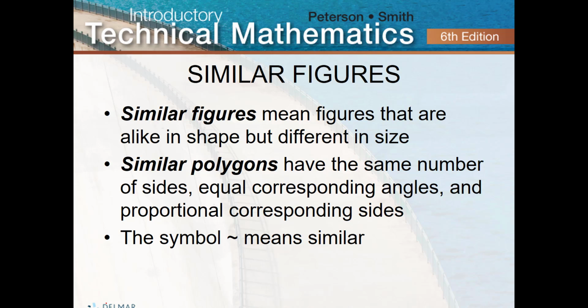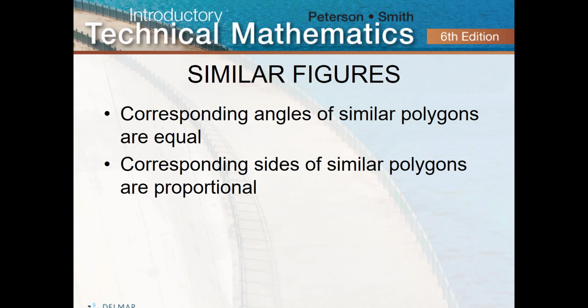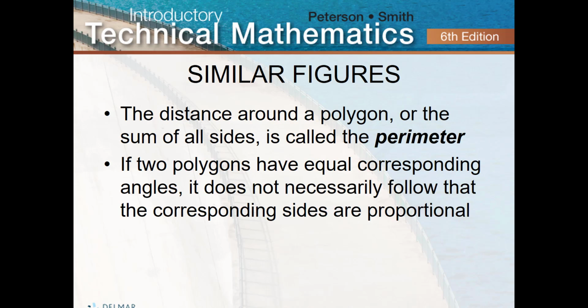Great. Similar figures are just that. They're similar. The shape will be the same, but the size is going to be different, and the angles will be the same. So this one squiggle means similar. Similar but not the same. It says corresponding angles of similar polygons are equal, but corresponding sides of similar polygons are proportional, just like I said. So we look at their perimeter.